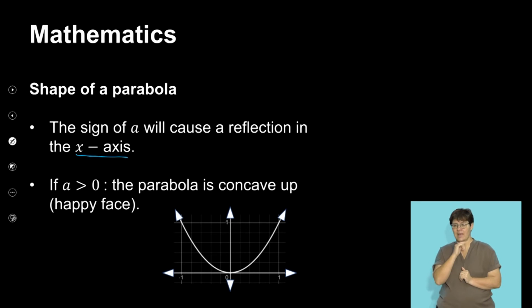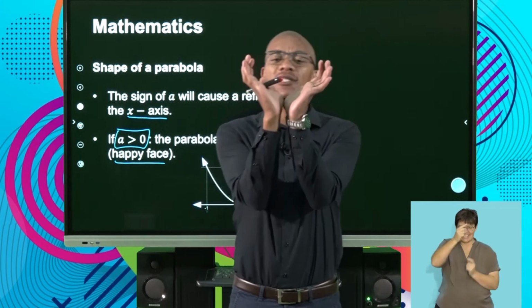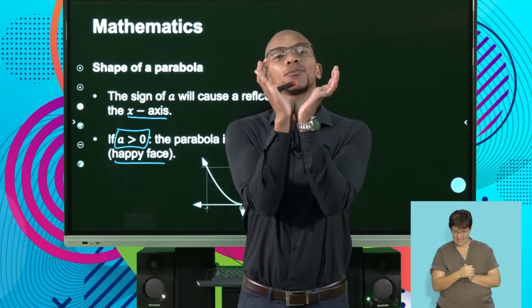Now, we normally use the words happy face and sad face, right? And I will show you why we say that. If a is positive, the parabola is called concave up, which we say is a happy face. Why is it a happy face? It's because it is forming a smile, right?